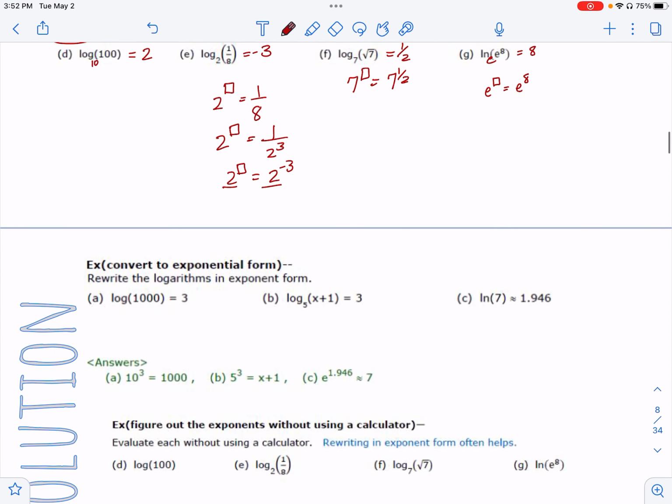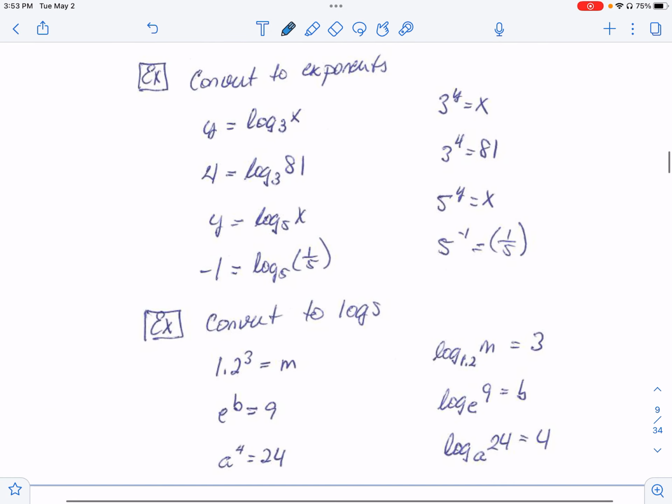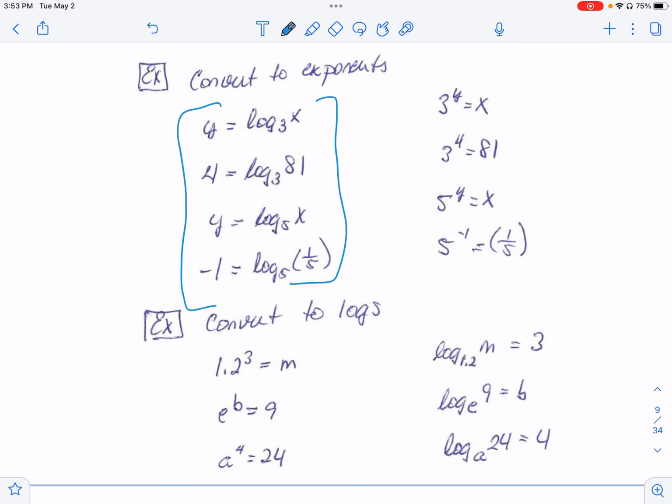Okay, one more time. If you see log of x, no base is provided, it's defaulted to 10. If you see natural log of x, base is defaulted to e. Other than that, you'll be given the bases. All right, one more time. If you want to try, pause here, try and convert these to exponentials. The answers are provided right here, but you can pause the video and see if you can quickly convert them.